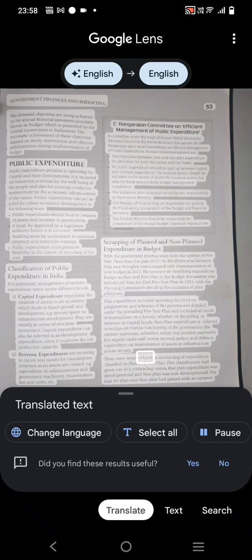There were issues related to accounting of expenditure classified as plan and non-plan. This classification had given rise to a misleading notion that plan expenditure was developmental and non-plan was non-developmental. The bias for plan over non-plan had gained wide acceptance.